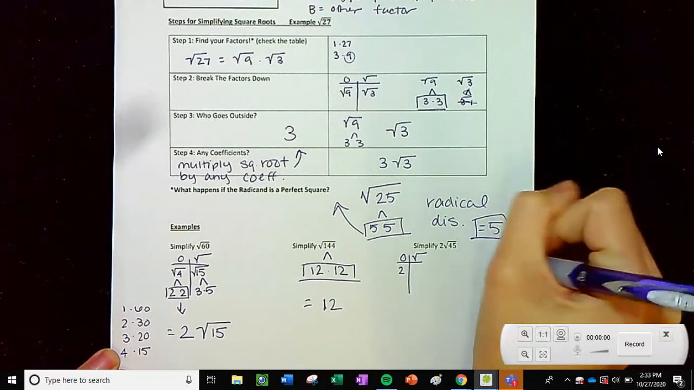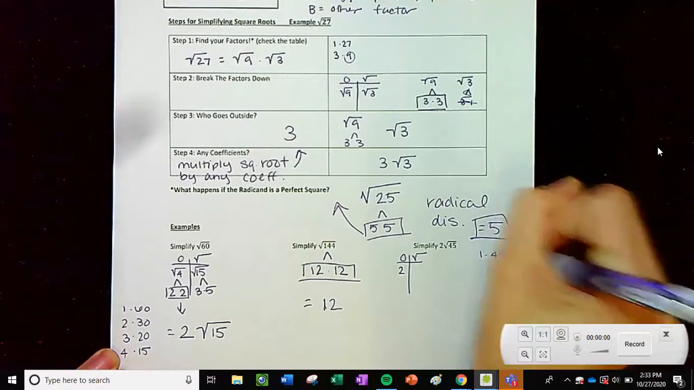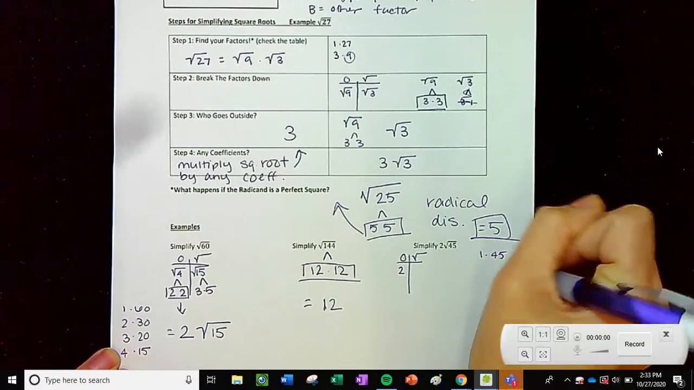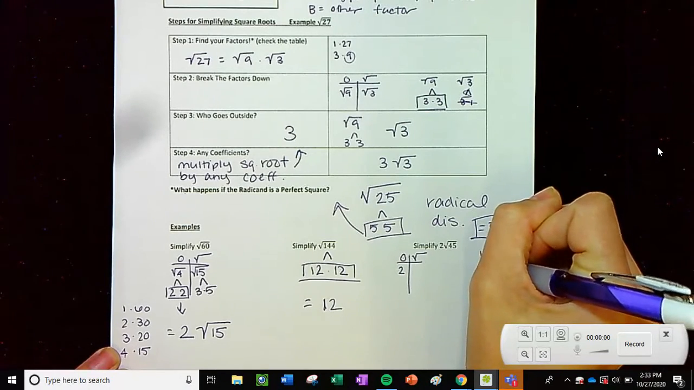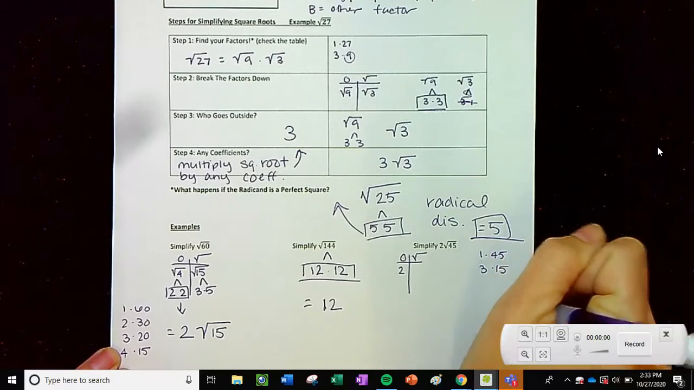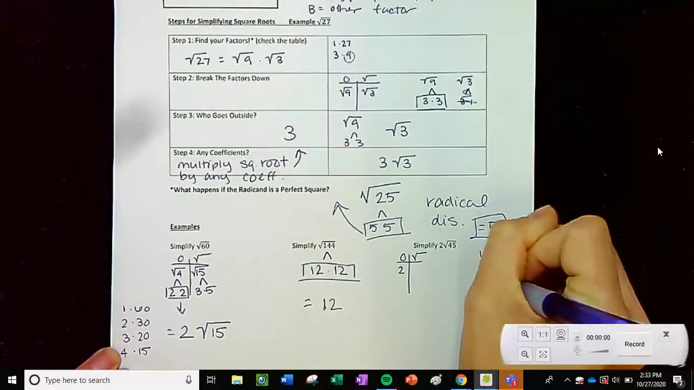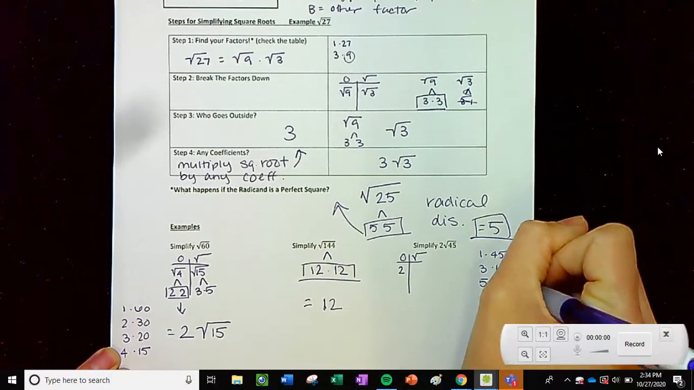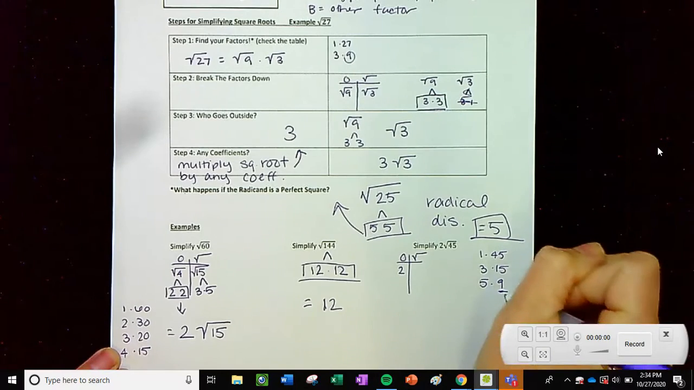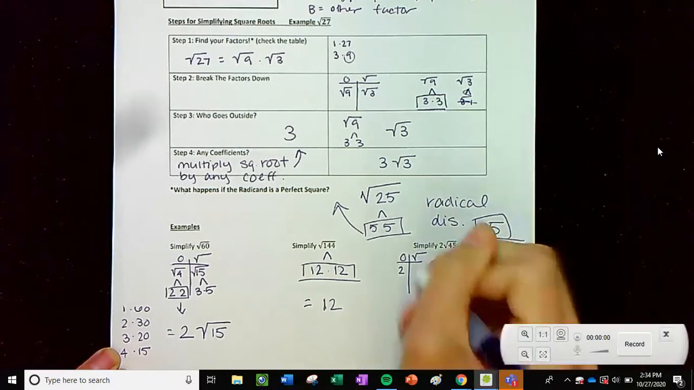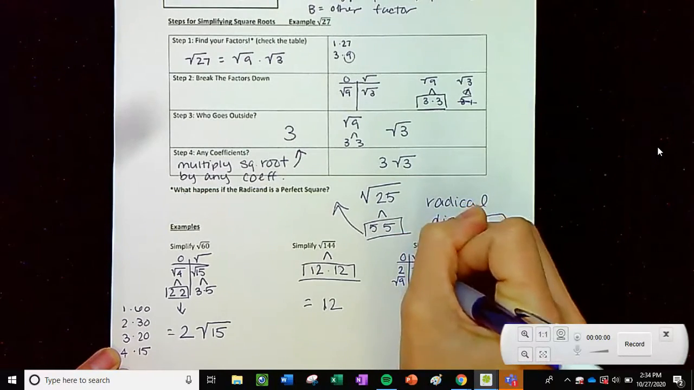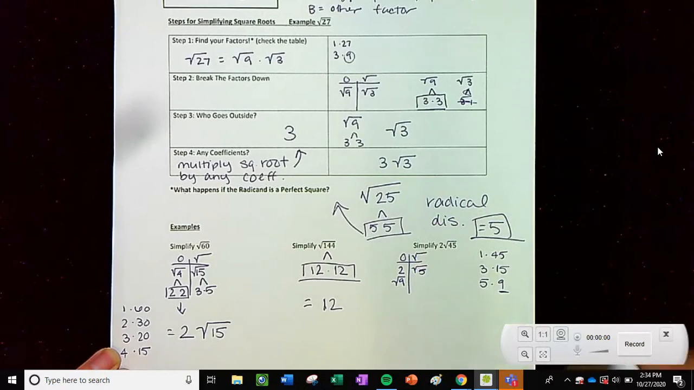the factors of 45? 1 times 45. Oh, if we did 2, it would be a decimal. 3 times 15. No, can't divide it by 4. 5 times 9. Well, 9 is a perfect square, and it's the biggest perfect square that evenly divides into 45. So I know that the square root of 9, I'm going to put in the come out column, and the square root of 5 will stay inside.